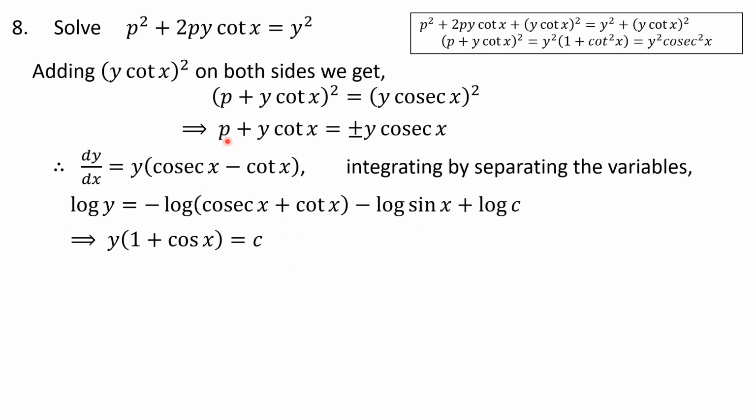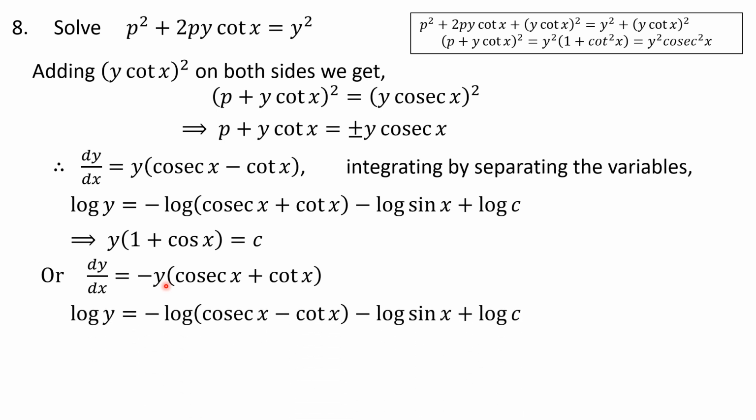So further we need to solve one more equation, that is p is equal to minus y cot x minus y cosec x. That means dy by dx equals minus y of (cosec x plus cot x). So again by separating the variables, then we integrate. What it gives: 1 over y dy, integral of that is log y. So remains here minus cosec x minus cot x.